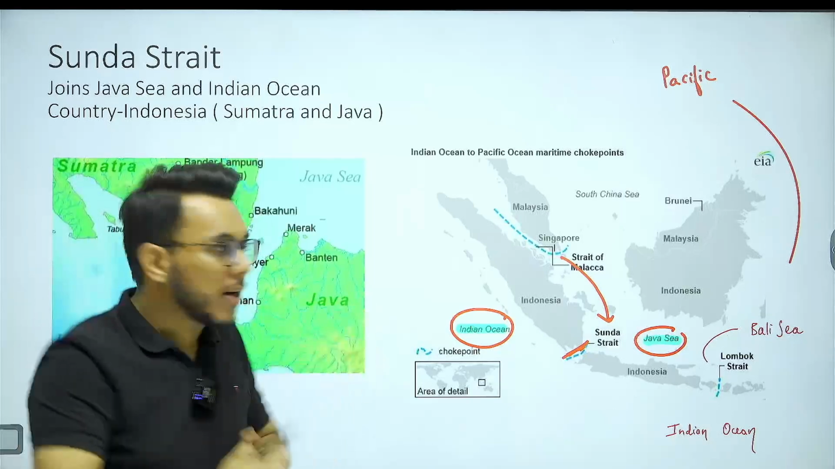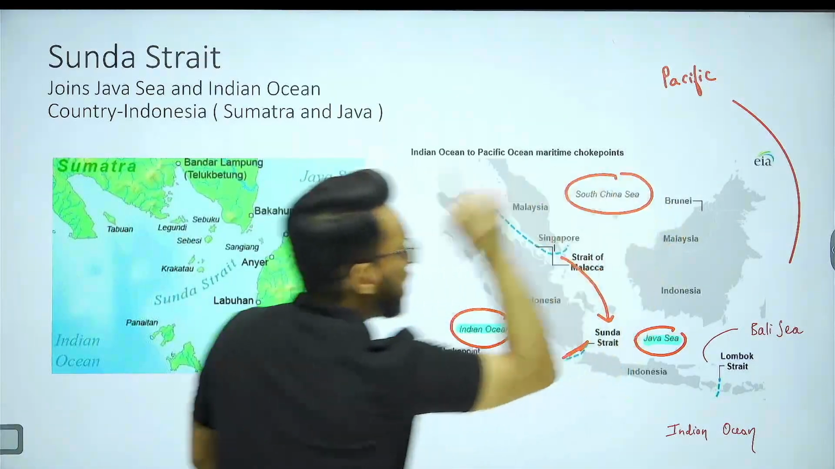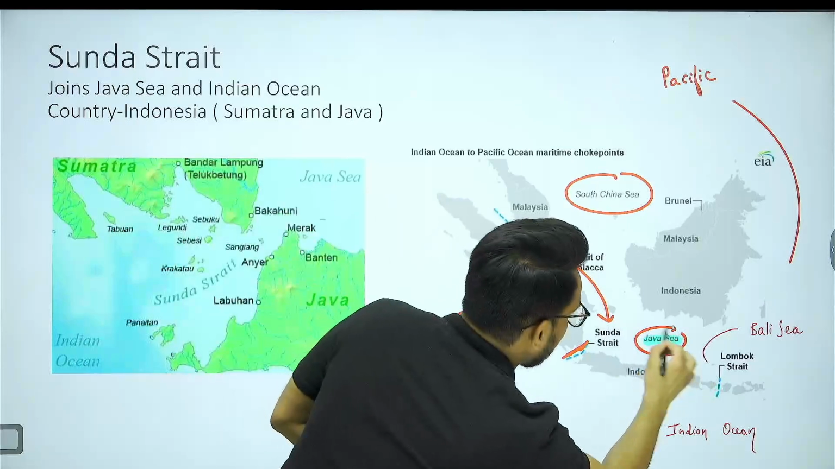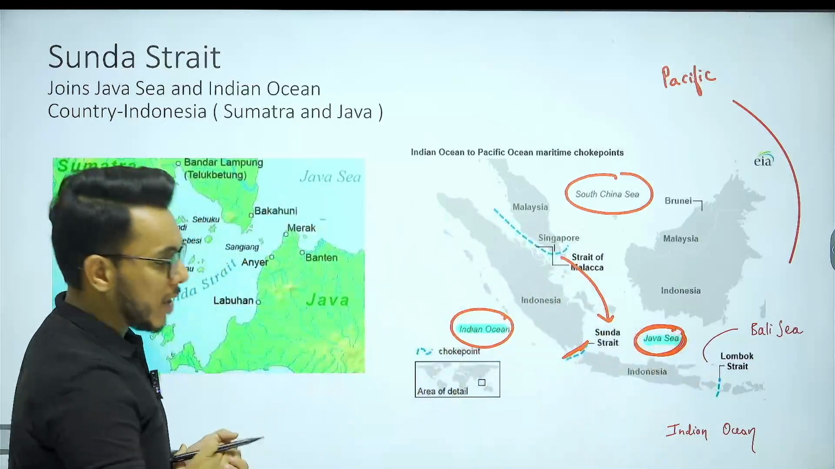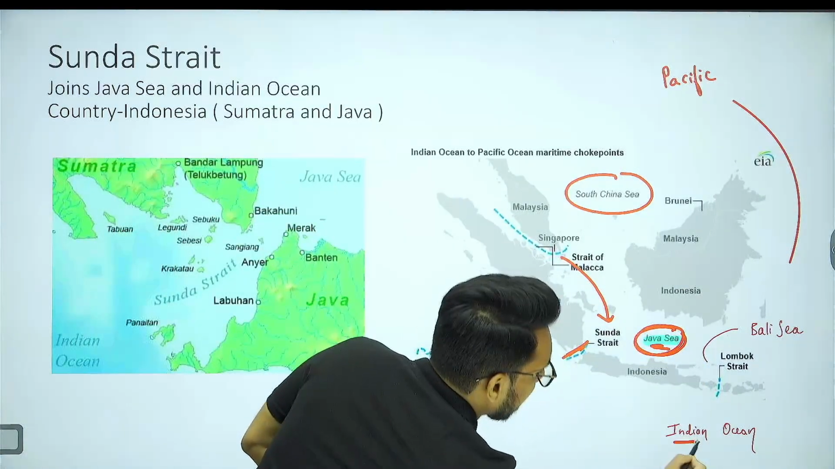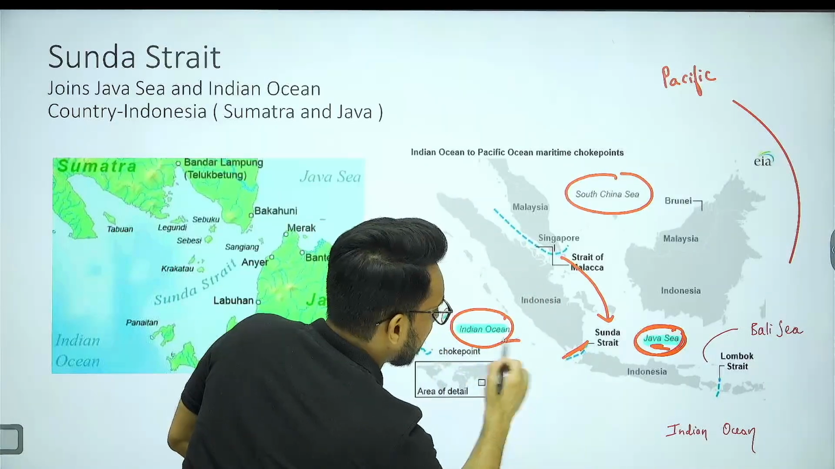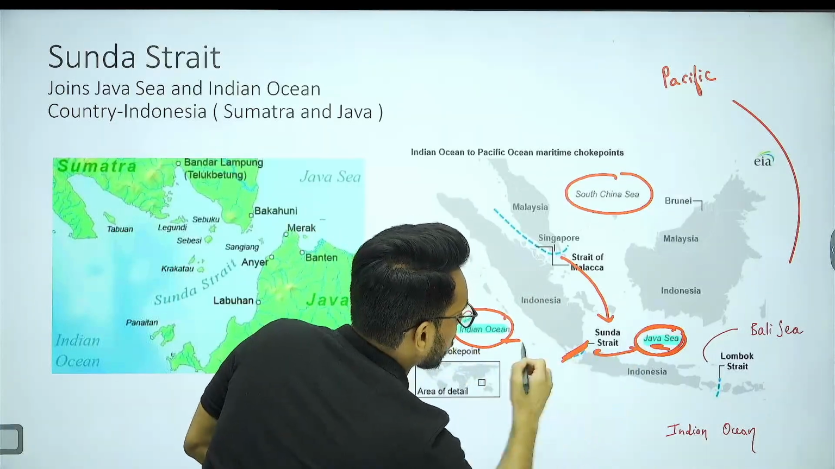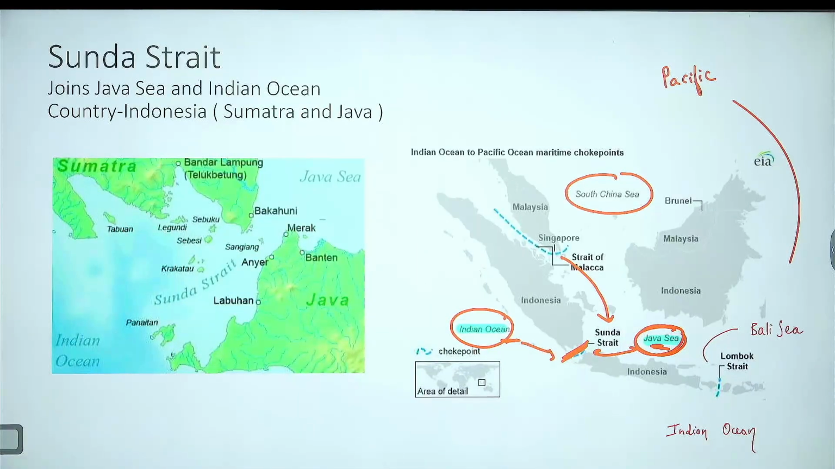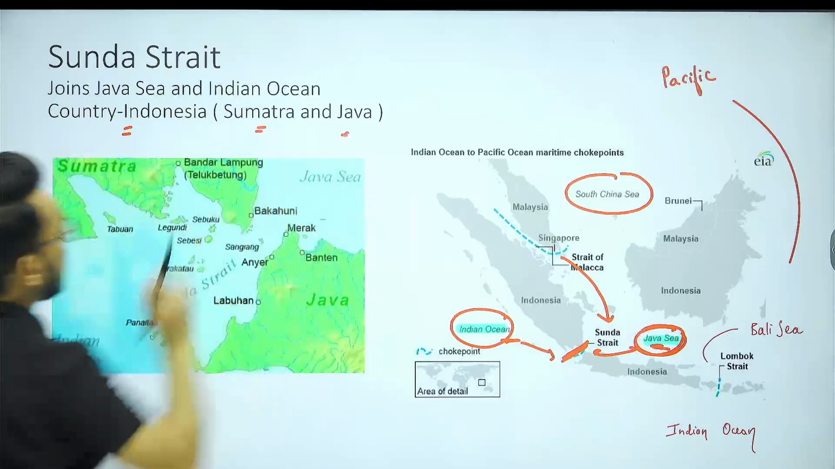And one more important aspect, we have the South China Sea in the north, and here we have the Java Sea in the south. And the Java Sea is connected with the Indian Ocean through Sunda Strait. Now Sunda Strait lies in Indonesia between Sumatra and Java.